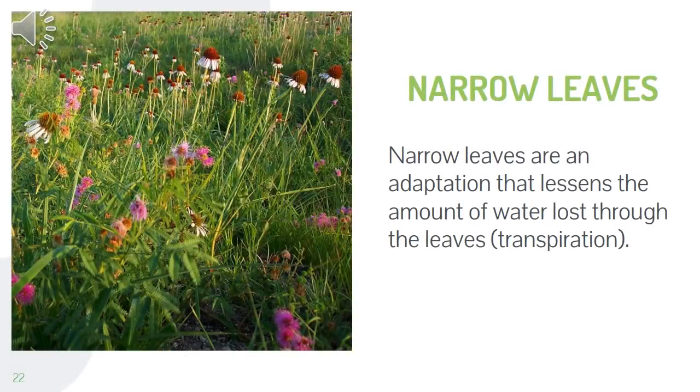The last grassland plant adaptation that I would like to discuss is that many of these plants, or most of these plants, actually have narrow leaves. So narrow leaves are an adaptation that lessens the amount of water lost through the leaves through the process of transpiration, which puts the water back into the atmosphere as part of the water cycle. So if you have a really big leaf, then there's more surface area for the water to come out of the leaf. And if you have a narrow leaf, then there's not as much place for the water to leave the leaf. So a lot of these either don't have leaves or they have very, very narrow leaves in order to help prevent water loss.